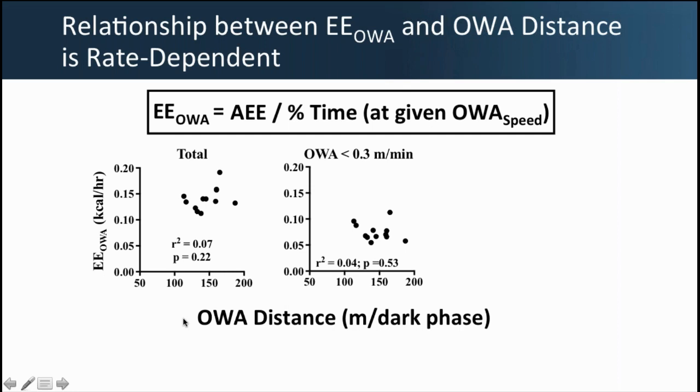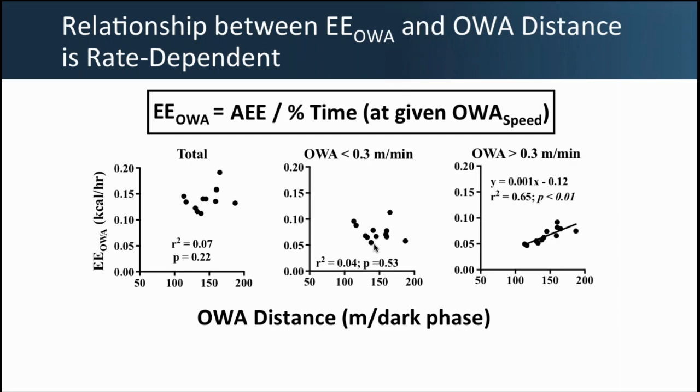When we did the similar comparison to what had been previously published, we found essentially the same thing, which is that there was no relationship between the energy expenditure at low rates of off-wheel activity and off-wheel activity distance. However, when we looked at the high rates of speed, we found a strong positive correlation. And this was the first indication that maybe this high rate of off-wheel activity was a truer indicator of the independent contribution of off-wheel activity to energy expenditure.